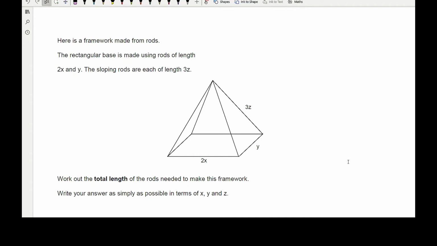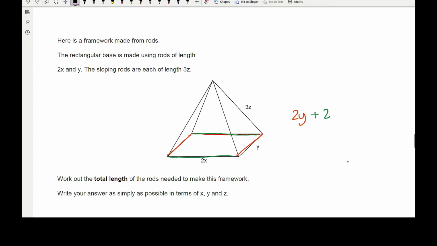Work out the total length of the rods needed to make this framework and write your answer as simply as possible. So again, looking at this, if you look at the y's, I've got 1y like so, that's going to be 2y's. Then counting the x's, I've got 2x. Let's use a different colour because it stands out a little bit. So here I've got 2x and I've got 2x, so that's plus 2x.